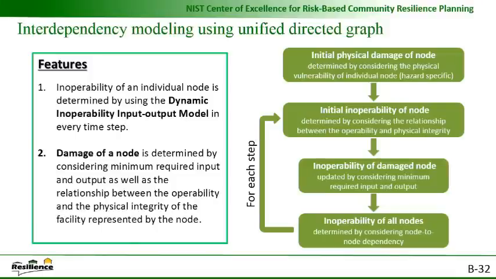As an initial step, the physical damage of a node is determined by considering its physical vulnerability to a specified hazard. The initial inoperability of the node is determined by considering the relationship between the operability and the physical integrity. Then the inoperability of the damaged node is updated by considering the minimum required input and output. The inoperability of all nodes is determined by considering the node-to-node dependency. The last 3 steps are repeated for the duration of the simulation.